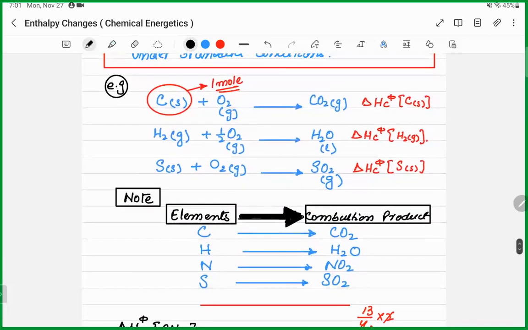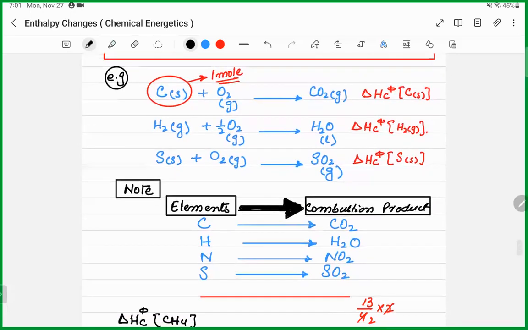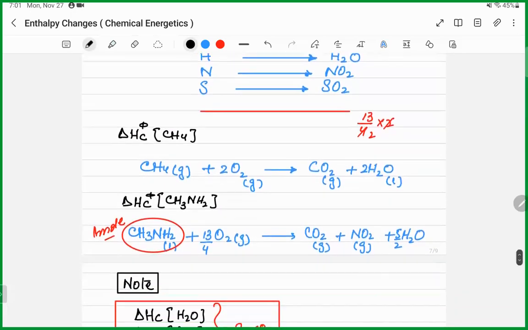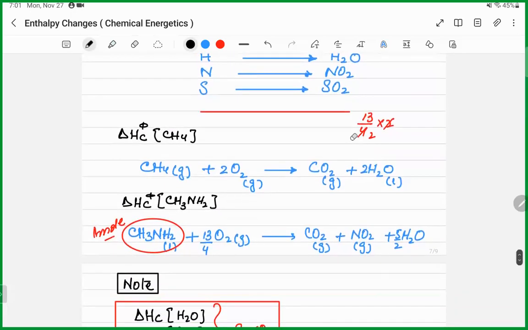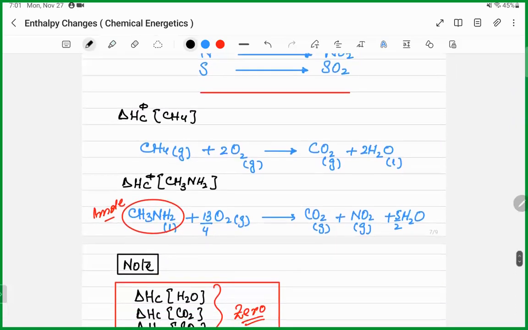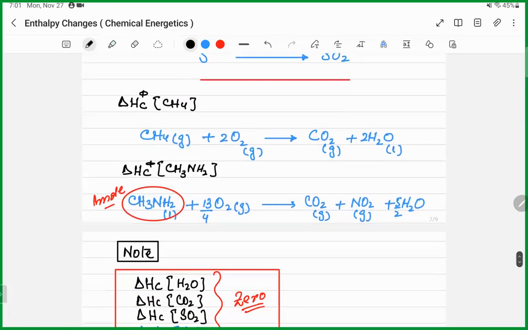Here the key point, whenever you have carbon in any form, the combustion product is always carbon dioxide, sulfur hai to sulfur dioxide, nitrogen hai to nitrogen dioxide, and hydrogen hai to water hogi, ठीक है। And then combustion of CH4, yes, we can see carbon and a hydrogen, so the product is carbon dioxide and a water.